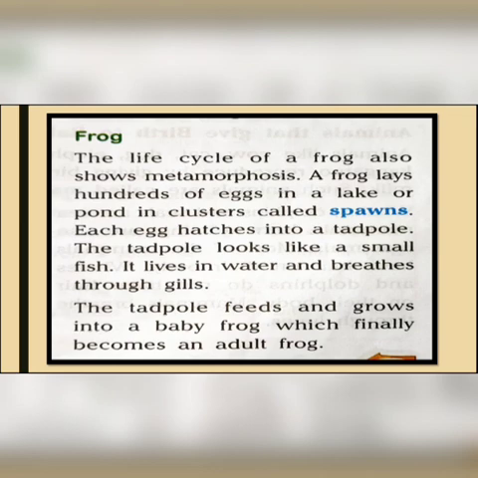And a frog lays hundreds of eggs in a lake or pond in clusters called spawns. Each egg hatches into a tadpole. The tadpole looks like a small fish. It lives in water and breathes through gills. The tadpole feeds and grows into a baby frog, which finally becomes an adult frog.